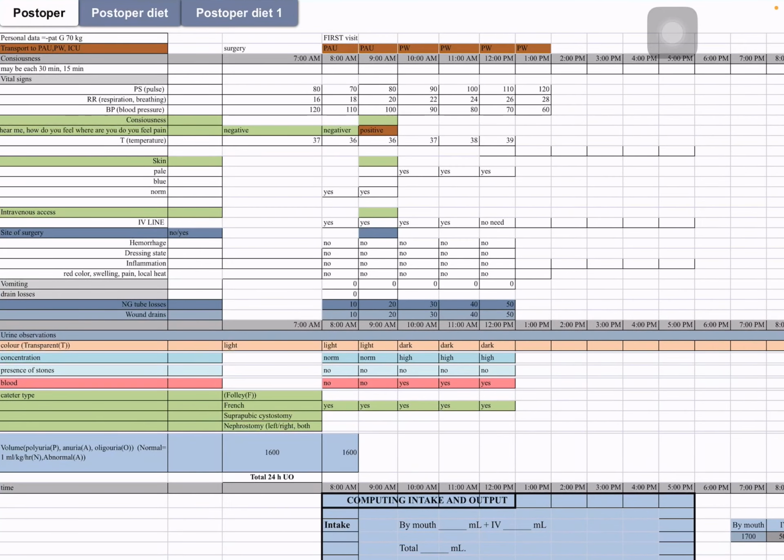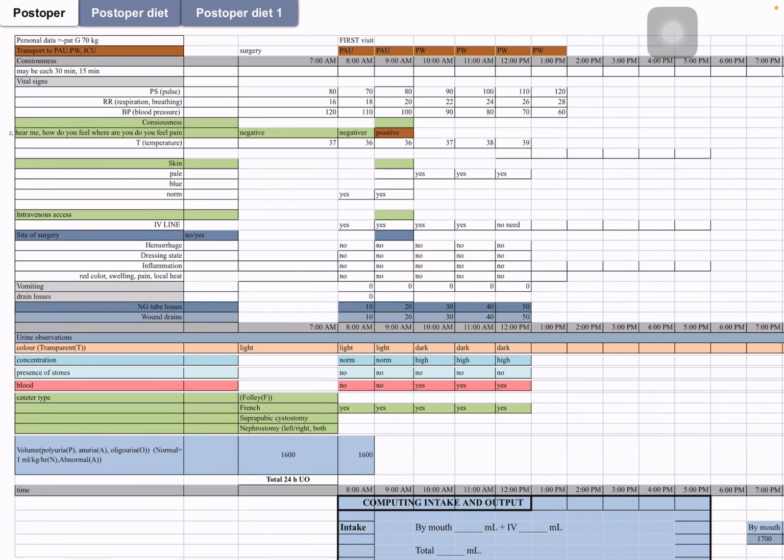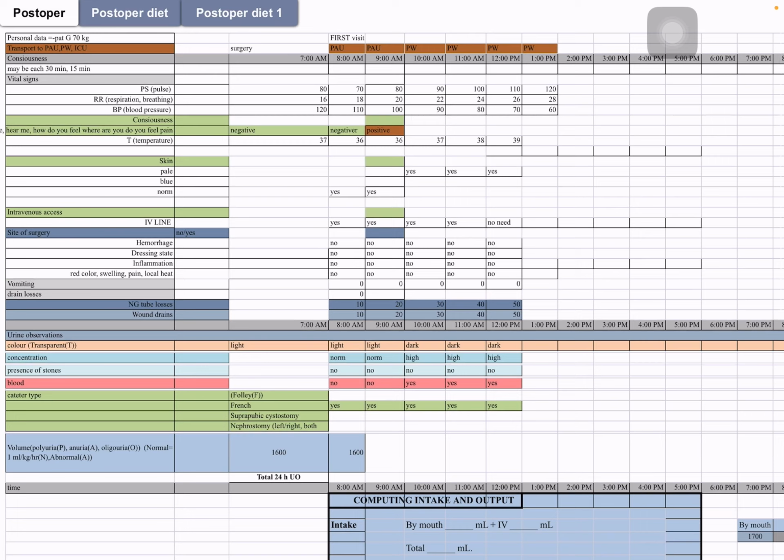So the next one is the consciousness. You have to check whether the patient is conscious or not. You have to check the consciousness maybe every 30 or 15 minutes, or else you have to check in hours. So at the time of report you have to know whether the patient is conscious or not.